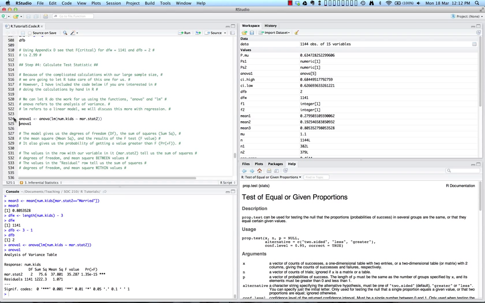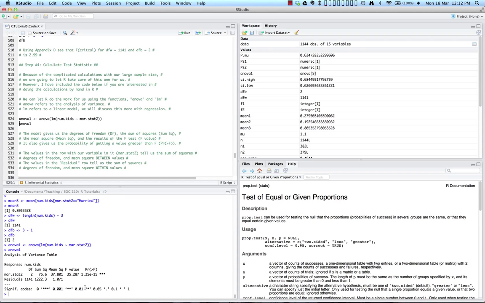All right, so we have a variety of things down here in this table from anova. This model is going to give us the degrees of freedom, df, the sum of squares, sum sq, the mean square, mean sq, and our F value, the results of our F test, along with the probability of getting a value greater than F, which is the Pr(>F).